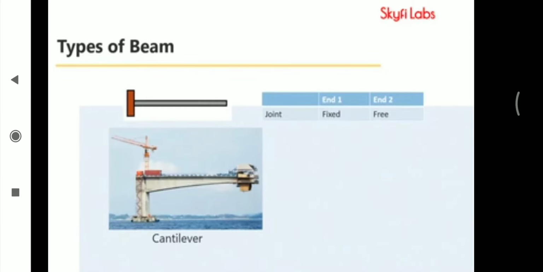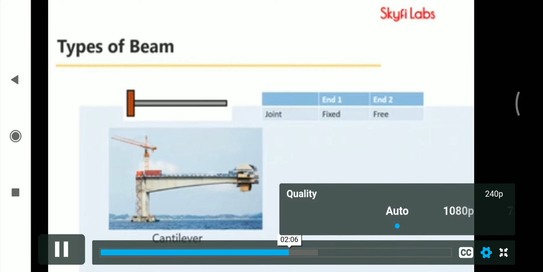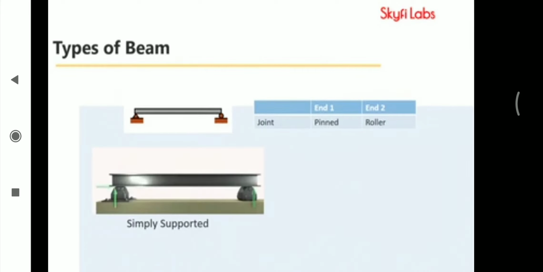The beams are of different types, depending on the type of support, and their positioning. These are the common types of beams. A cantilever beam is a projecting beam, fixed at only one end, and free at the other end. A simply supported beam is supported on one of the ends, with a pinned support, and the other end, with a roller support.